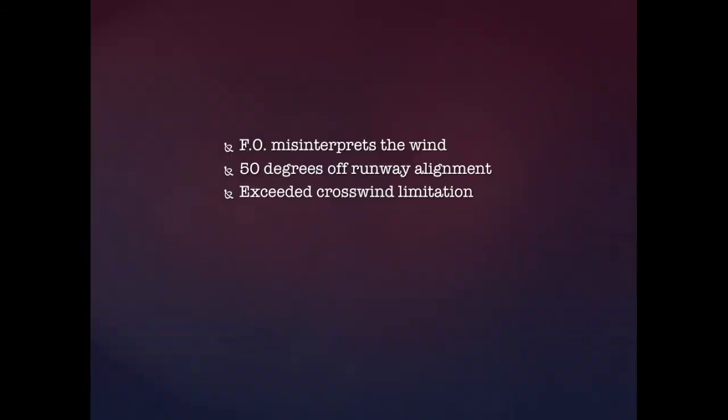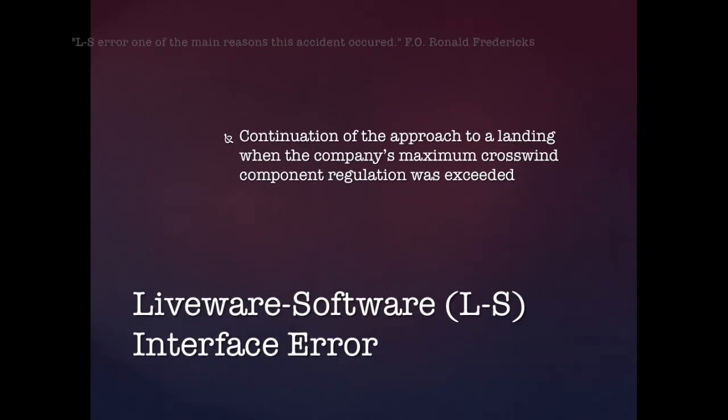The first officer misinterpreted the winds, thinking they were aligned with the runway, when in actuality they were 50 degrees off runway alignment, which is what caused them to exceed the crosswind limitation. The pilot should have never continued the approach to land at this point, especially when the company's maximum crosswind component was exceeded. This is an example of LiveWire software error, since the pilots were not following the company's regulations.